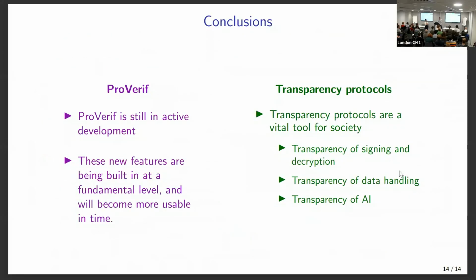I just meant that transparency itself is an important tool for society, not just about signing and decryption, which is the domain of ProVerif, but about much more ambitious stuff like the transparency of AI. And of course, that goes well beyond what ProVerif can do. Apologies if I missed it from your talk, but why might you want transparency of decryption? Why would you want that?